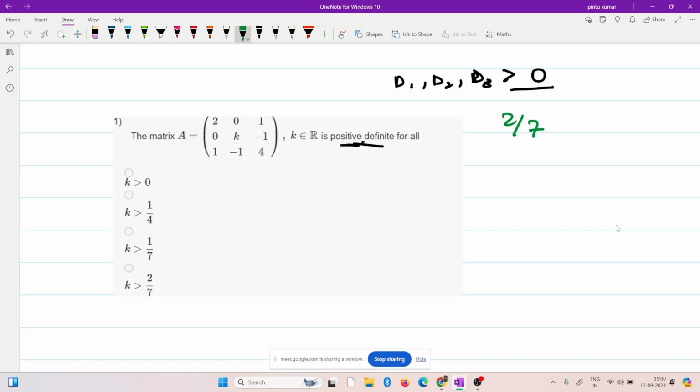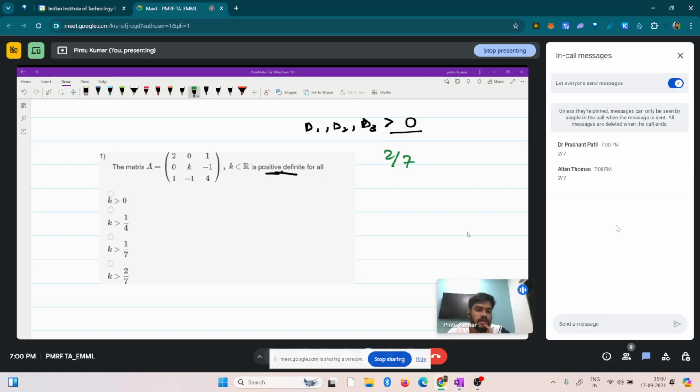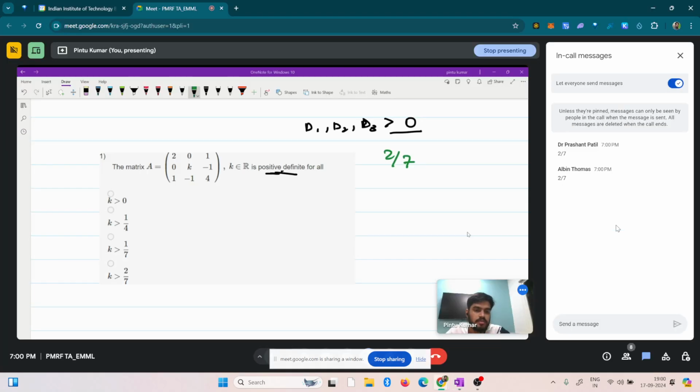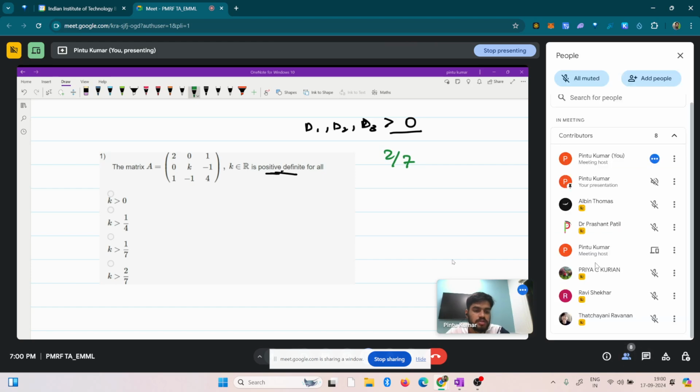Okay. Somebody else also says 2 by 7. We can have 1 more minute and then I will try to solve this. We can wait for 1 more minute for others to solve and then we can solve this.